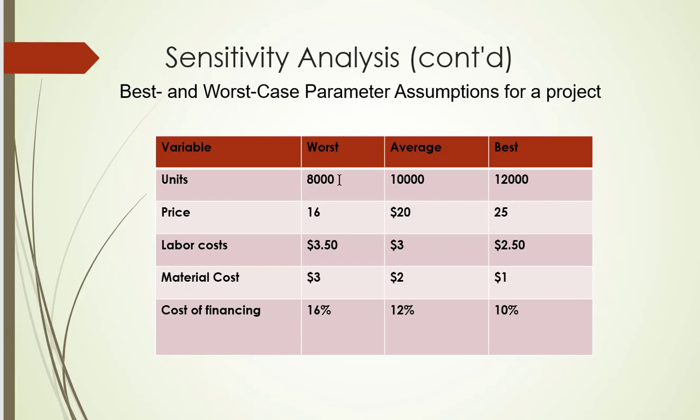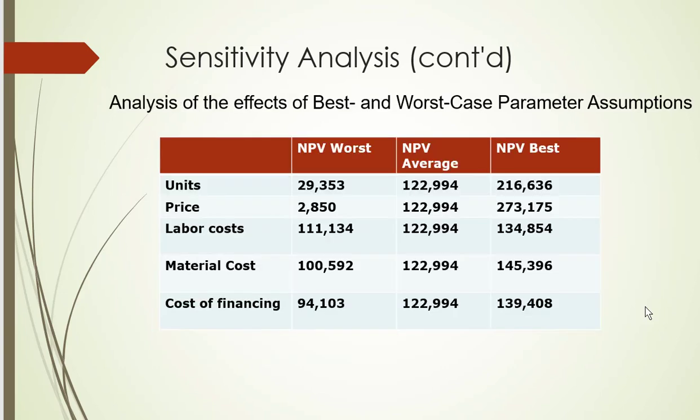But we also believe it couldn't be any worse than 8,000, and we couldn't produce more than 12,000. So we have three different scenarios, if you will, or sensitivity analysis assumptions for units. But we also have some for price, for labor costs, for materials, for the cost of financing, right? So what we can do then is utilize these differences to calculate net present value under varying scenarios.